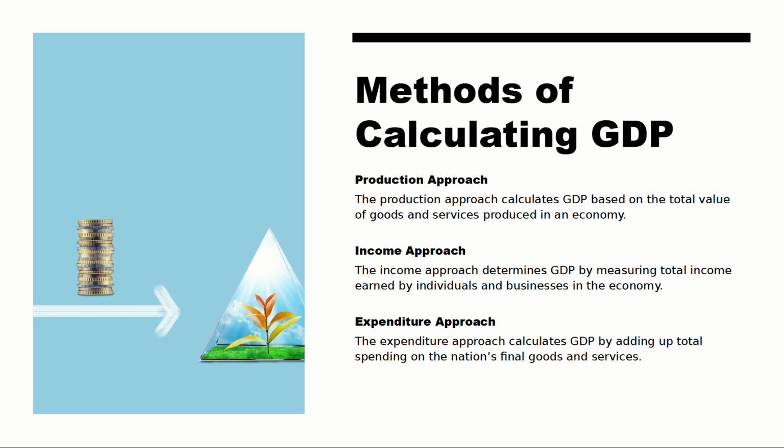Methods of calculating GDP. Production approach. The production approach calculates GDP based on the total value of goods and services produced in an economy. Income approach. The income approach determines GDP by measuring total income earned by individuals and businesses in the economy. Expenditure approach. The expenditure approach calculates GDP by adding up total spending on the nation's final goods and services.